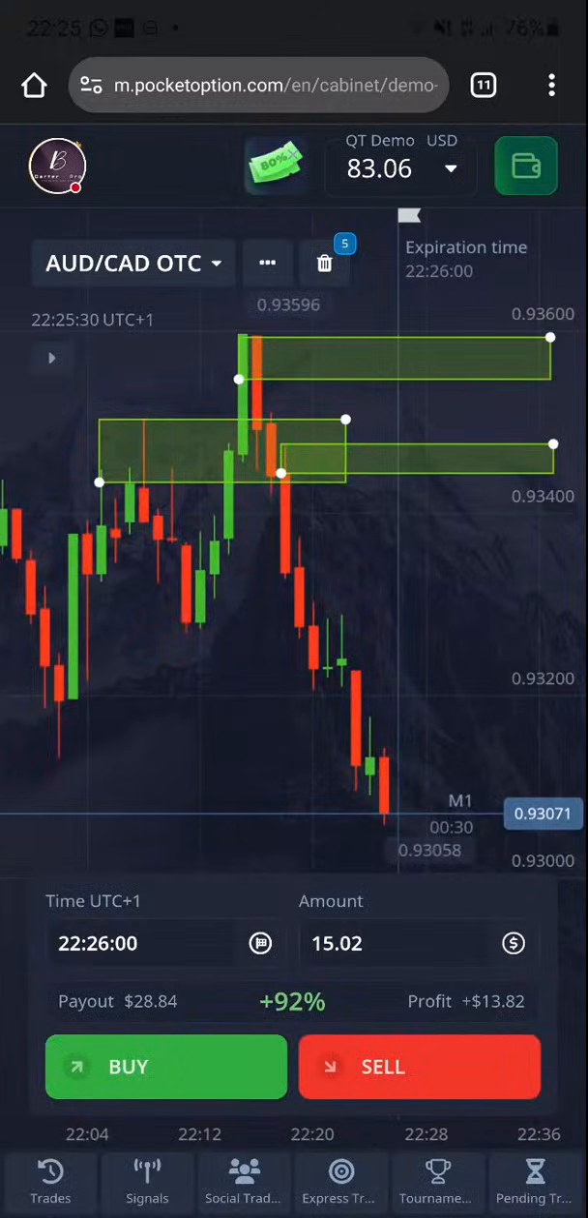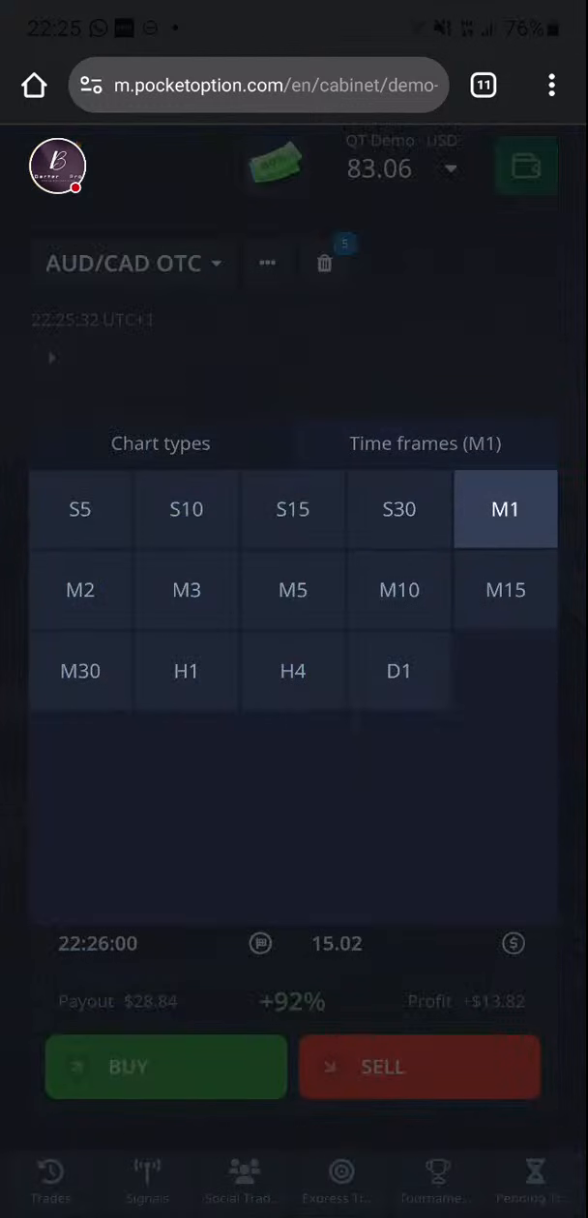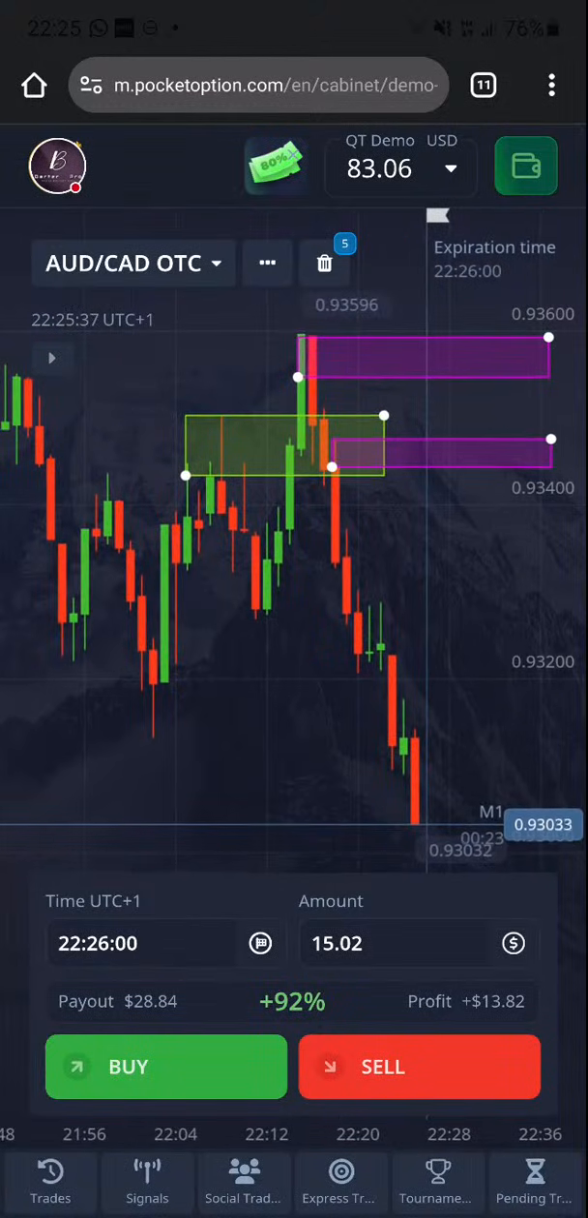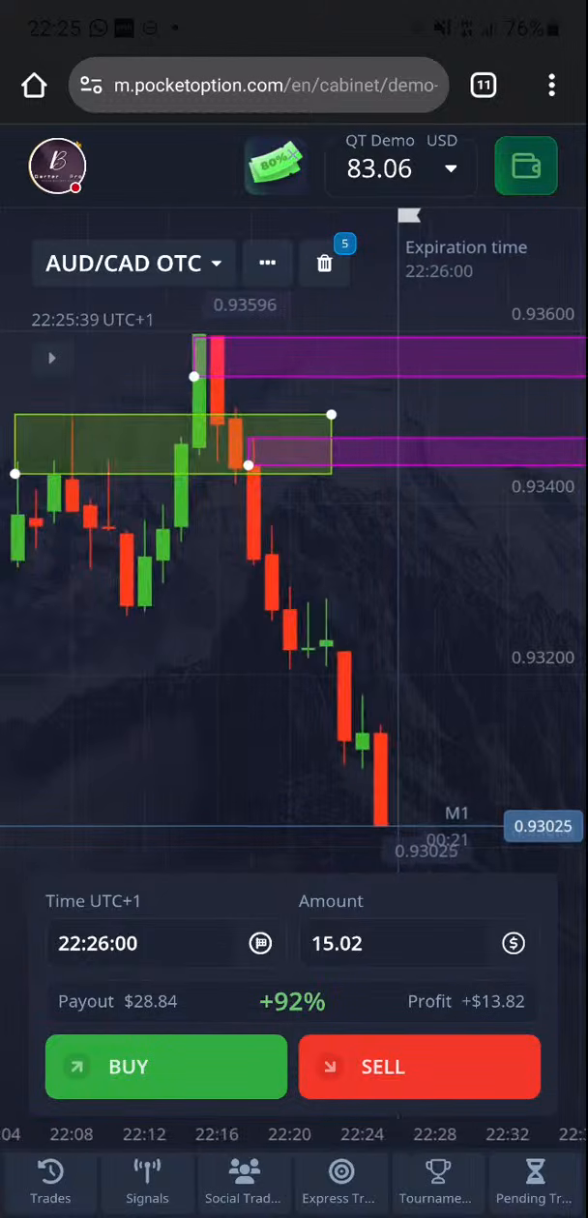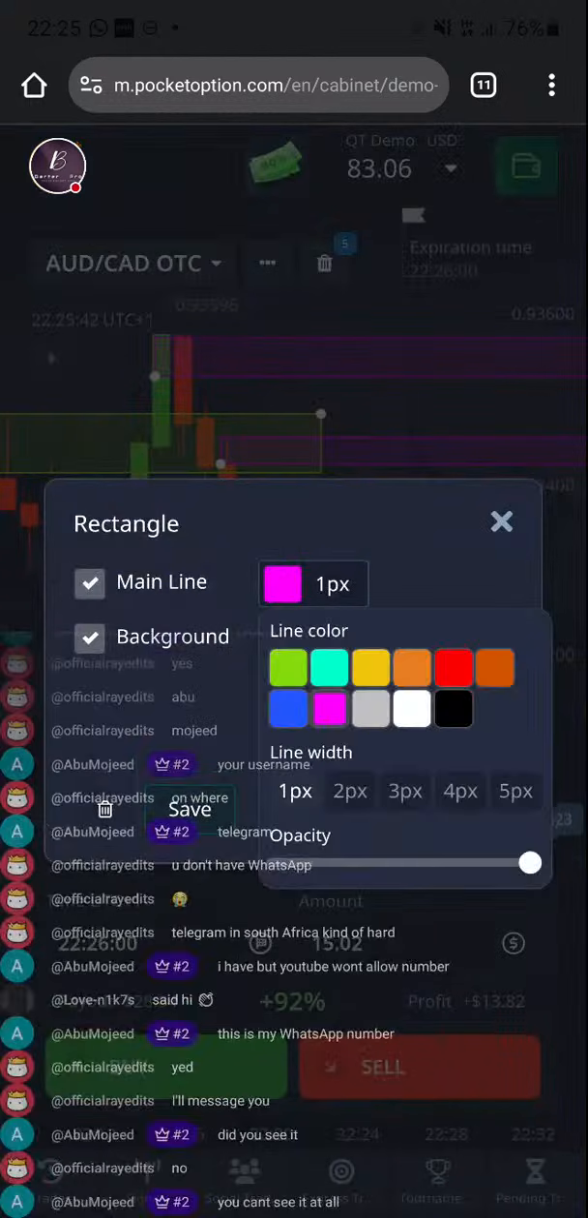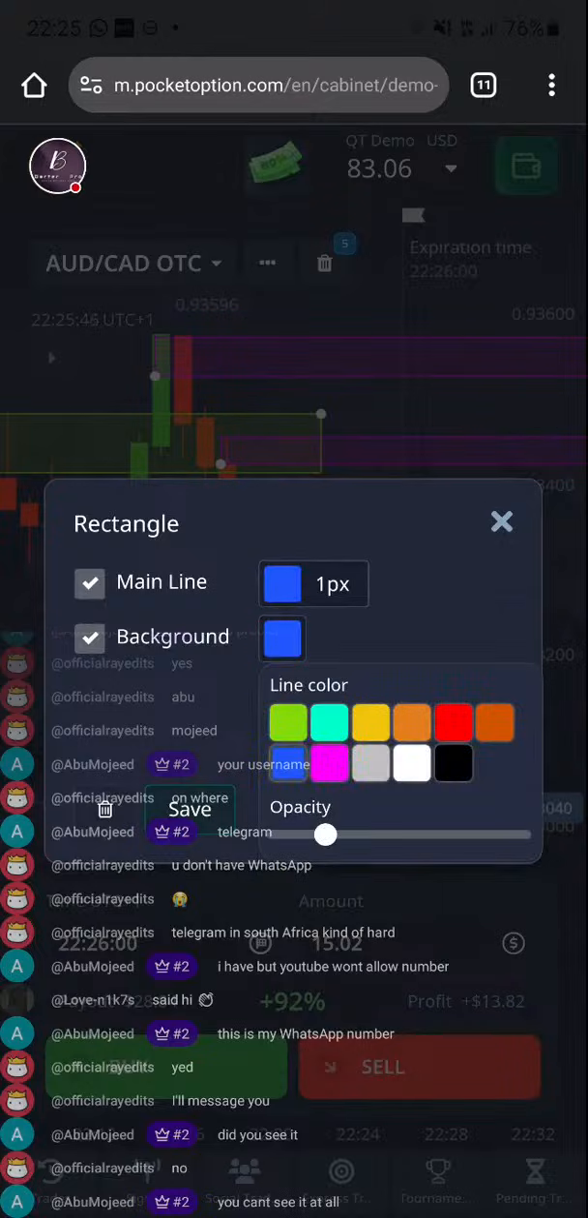So let's save this one. We'll go back to M1. Good. So you can see now we have a QM and we have two entries. But you see this entry down here. Let me mark it as blue because I'm not going to take the trade.